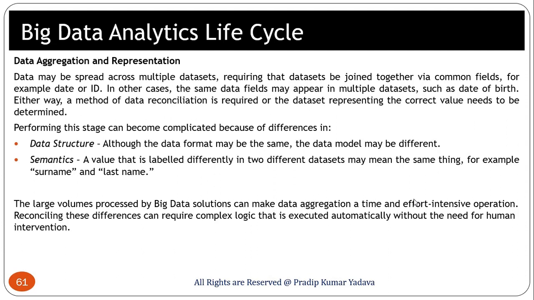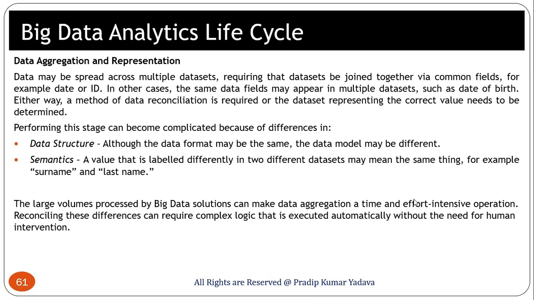If you have an idea about SQL Server or some database concepts, there is a concept of join and union. Both types of concepts are used to combine two or more than two tables. Here we are talking about data aggregation, meaning we are going to add data from multiple data sets. Data may be spread across multiple data sets, requiring that the data sets be joined together by a common field, or on the basis of date or ID.